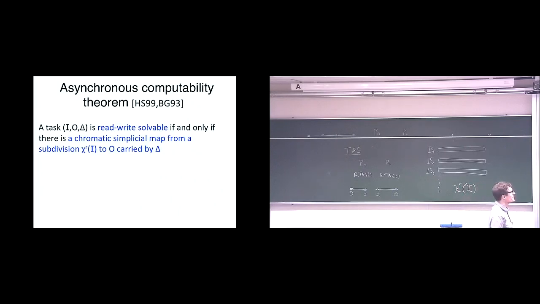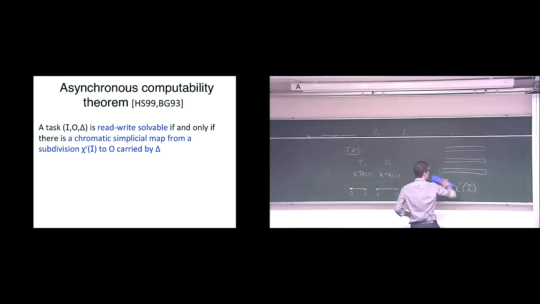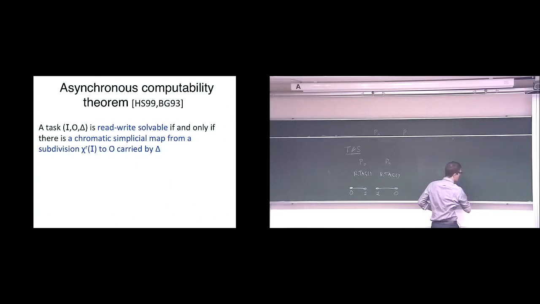The only thing which I didn't define is carried by delta. Carried by delta intuitively means that it respects the specification of the task. It's not random. So this map maps some vertices of the input complex I of the task to the output complex O of the task, but it shouldn't be random. And I guess I also should say what chromatic and simplicial mean, just to recall.